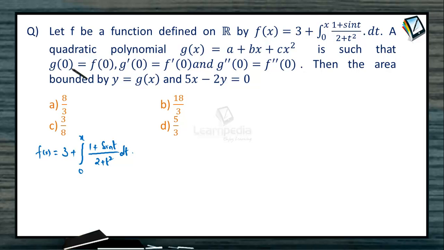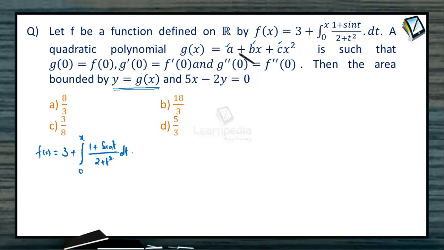First is g of 0 is same as f of 0. G dash 0 is same as f dash 0, and the second derivative of g at 0 is the second derivative of f at 0. Then we need to find the area between y equal to g of x and the line 5x minus 2y equal to 0. So the whole problem is to find the curve y equal to g of x. That means we have to identify the values of a, b and c. Once we get the curve g of x, we have the limits, so using definite integrals we can calculate the area.